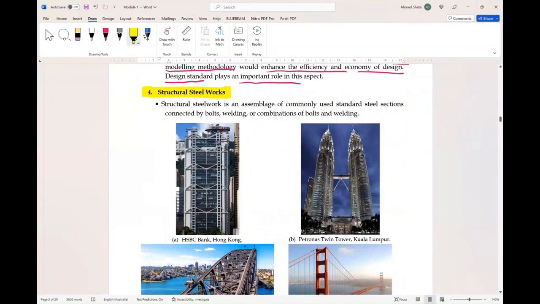The next topic is structural steel works, and here are some examples of structural steel works around the world that use steel structures or steel sections. So structural steel work is an assemblage of commonly used standard steel sections connected by bolts or welding, or a combination of bolts and welding. So as you know, or as we will see in the next lectures, we have some common sections like channel section, I section, and so on.